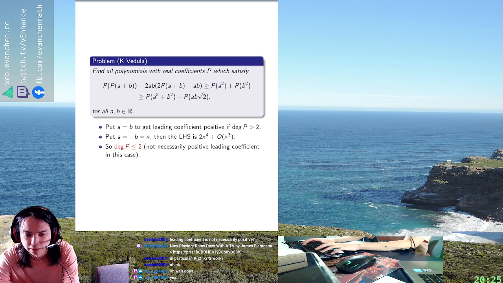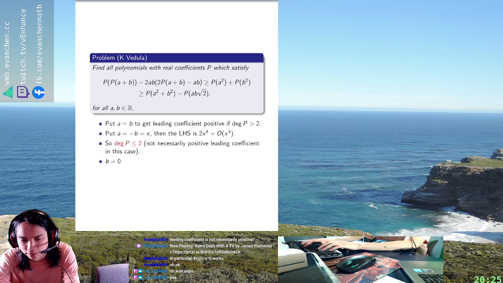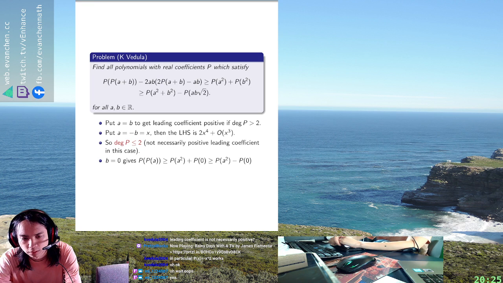P of a is at least P of a squared plus P of 0, which is at least P of a squared minus P of 0. So this should tell me something, I'm not sure what. It tells you that P of 0 is non-negative, and P of a is bigger than P of a squared.